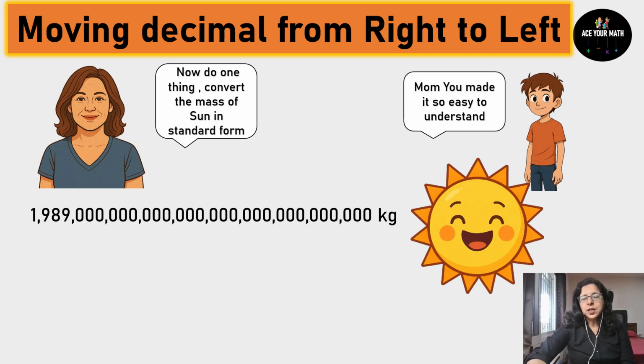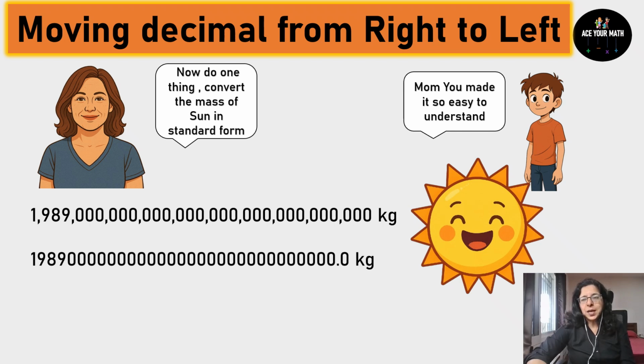So Arnav assumed that there is a decimal at the end. Now, the main thing is the shifting of the decimal here. He will move this decimal from this place to the place after 1. How many digits are there in between? If you count, there are 30 digits.